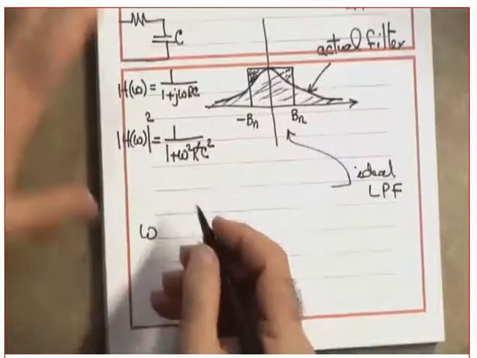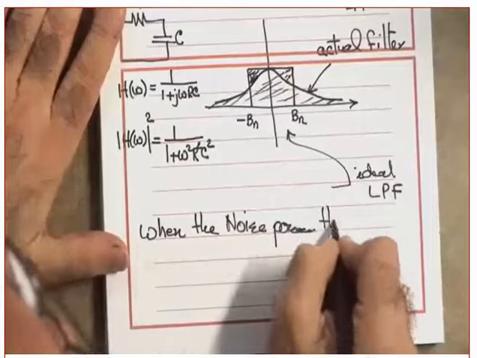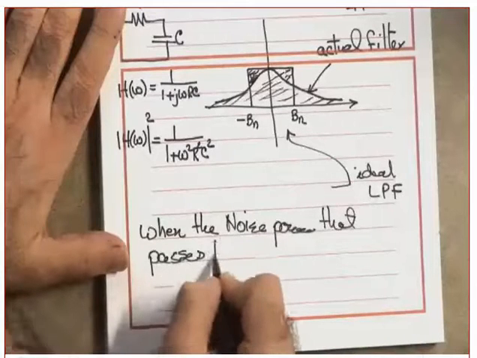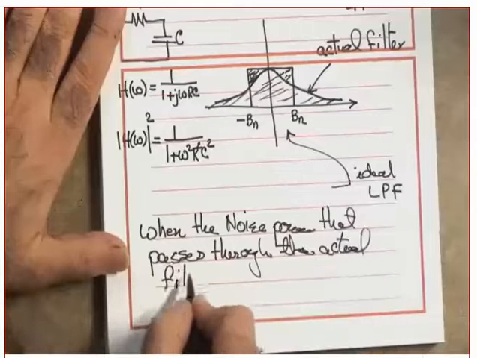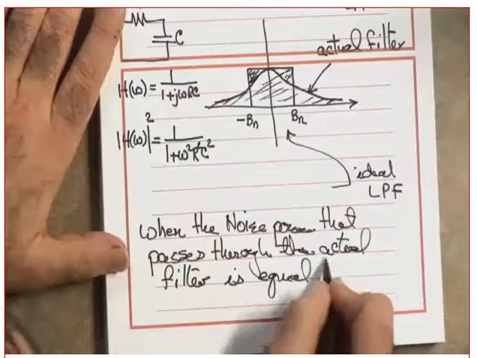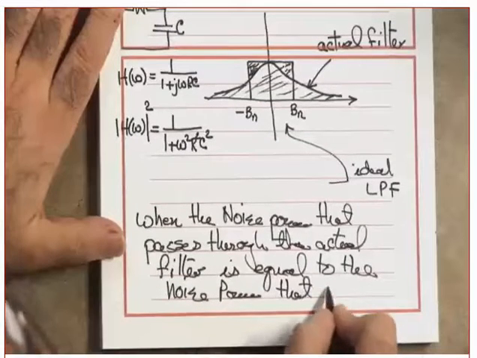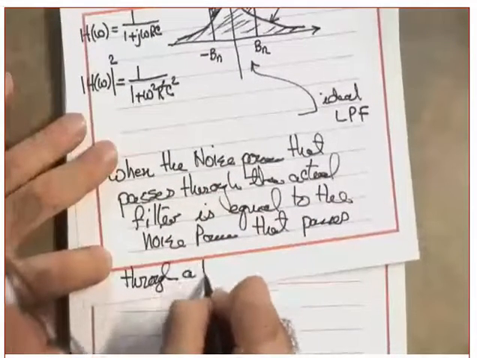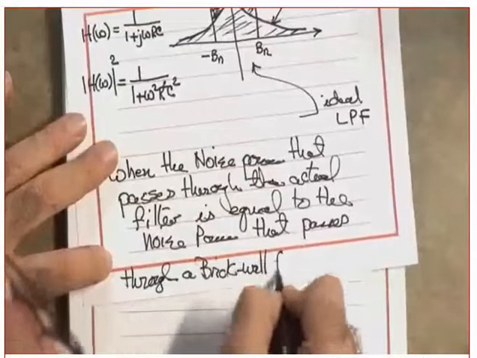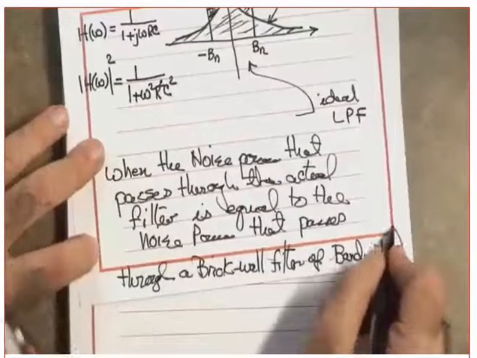Did you lose me? You lost me. When the noise power that passes through the actual filter is equal to the noise power that passes through a brick filter of bandwidth, what is the bandwidth of the filter? Bn, not 2Bn, Bn. Clear?